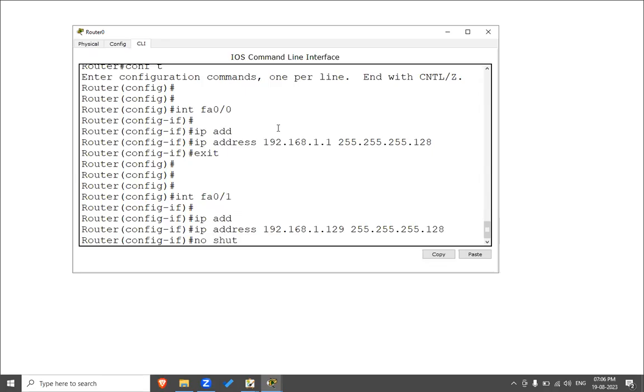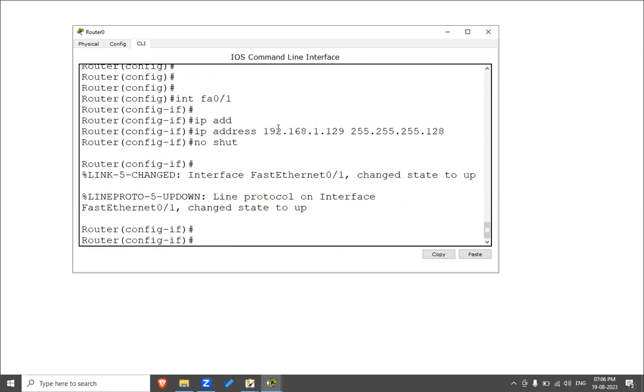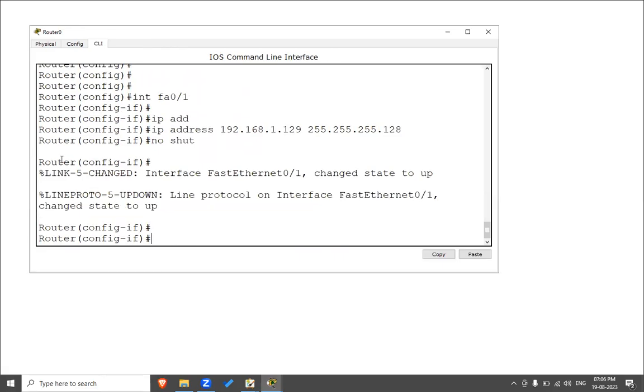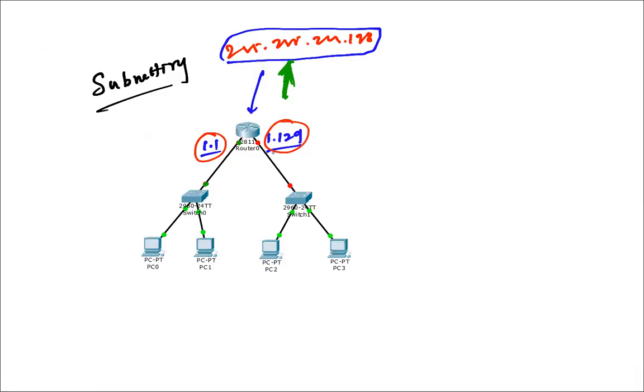Since this interface was not in no shut state earlier, I'm going to give no shut now. When I give no shut, you can see it's accepting the IP address and the interface status came up. Hope you guys understood what is happening. Now we gave 1.129 to this interface with this mask. So what was the mask I was using on both interfaces? The common mask.